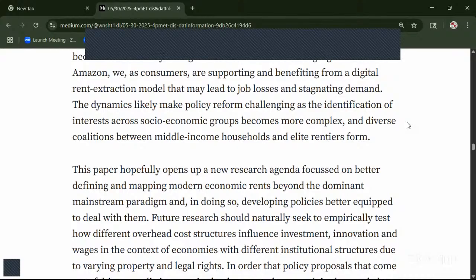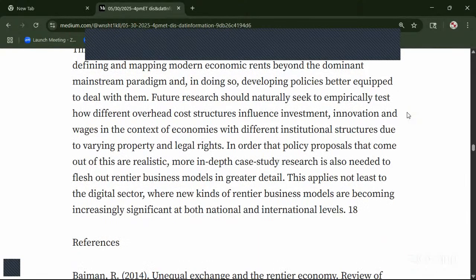Further research should naturally seek to empirically test how different overhead cost structures influence investment, innovation, and wages in the context of economies with different institutional structures due to varying property and legal rights. In order that policy proposals that come out of this are realistic, more in depth case study research is also needed to flesh out rentier business models in greater detail. This applies not least to the digital sector, where new kinds of rentier business models are becoming increasingly significant at both national and international levels.